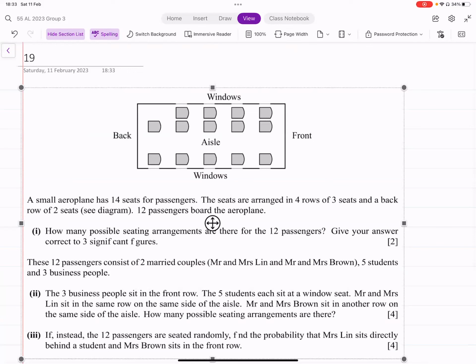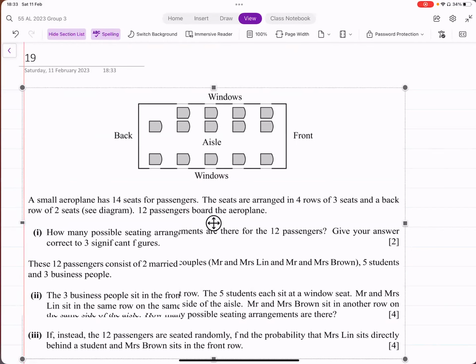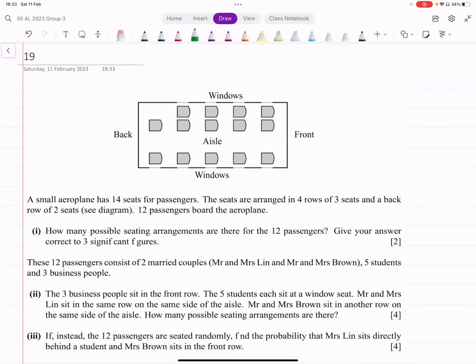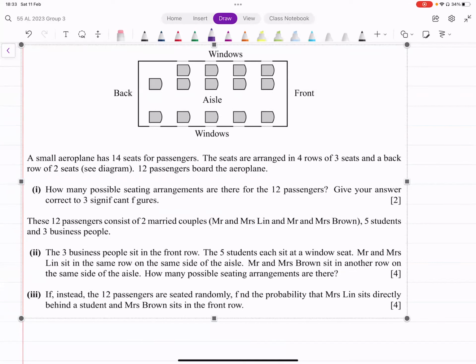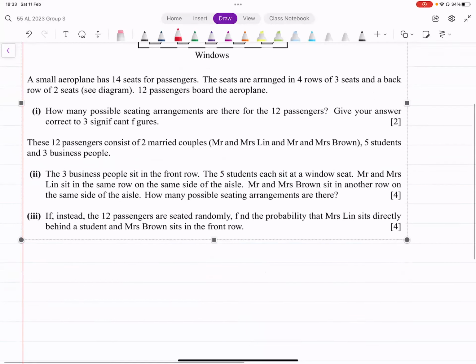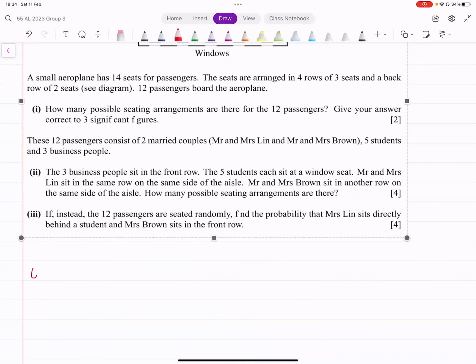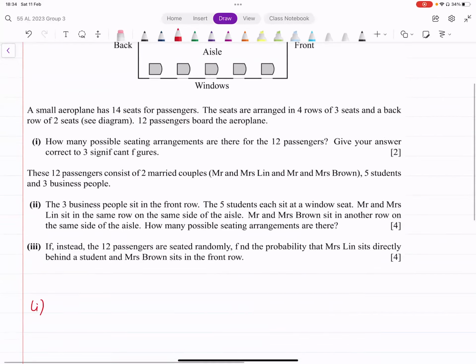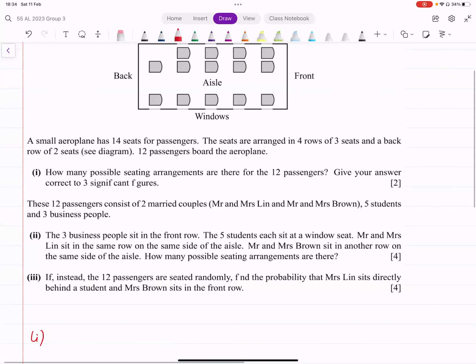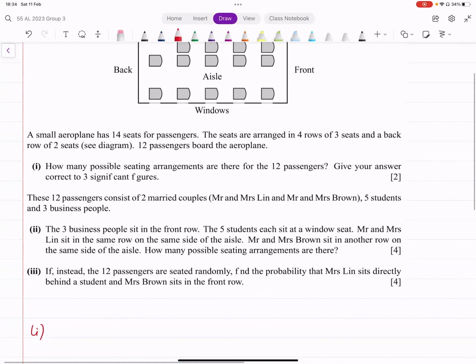Okay, a small plane has 14 seats for passengers. The seats are arranged in 4 rows of 3 seats and a back row of 2 seats. You can see the diagram. 12 passengers board the plane. Now, how many possible seating arrangements are there for the 12 passengers? Give your answer correct to 3 significant figures.